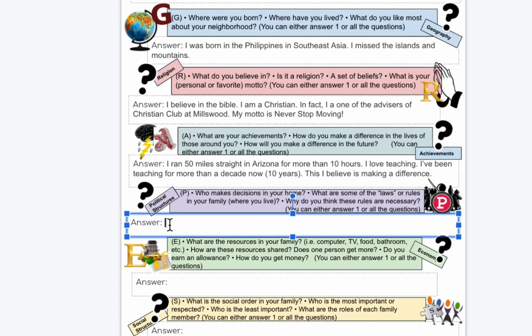Next, let's go to letter P, which is political structure. So under this, one of the questions is who makes decisions in your home? So my wife and I make decisions in our home. So it is a mutual decision making. Well, there are some things that I feel like I'm more knowledgeable, and most of the time it's my opinion that matters. And there are times, many times, that my wife's opinion matters. So most of the time, she makes the call when situations like that arise.